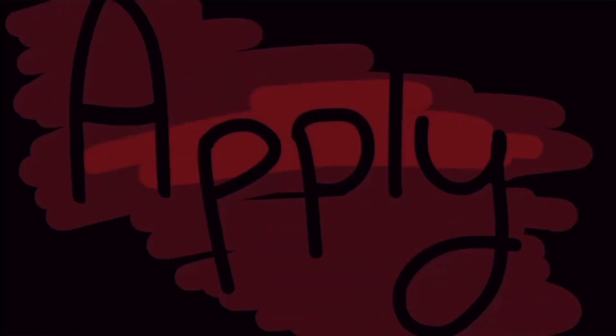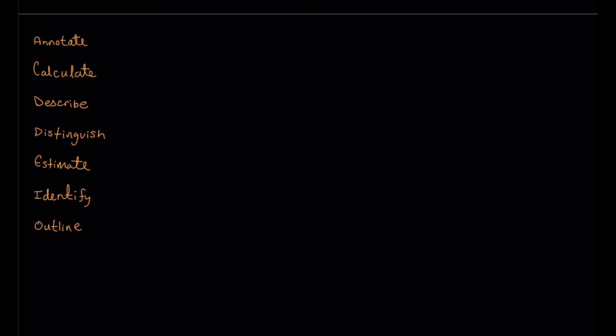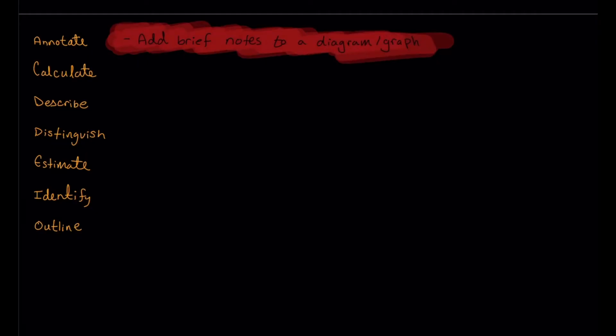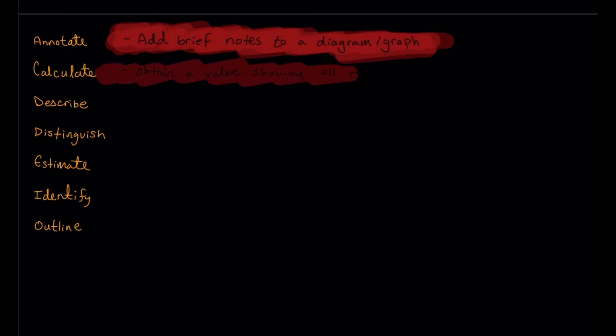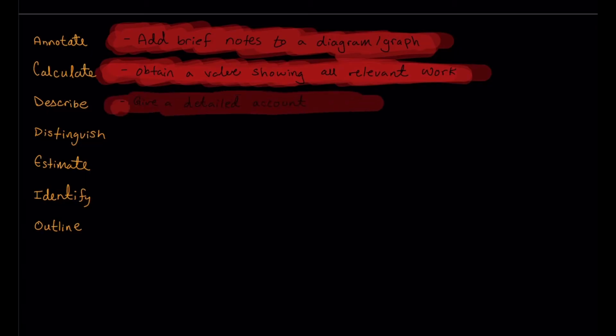Let's go over some command terms related to application questions. First up is annotate, which is when you're asked to add brief notes to a diagram that already exists. So you'll be given a graph and you must label it. To calculate means to obtain some value, and this time you must show all relevant work. You might also be asked to describe something, which is when you give a detailed account.